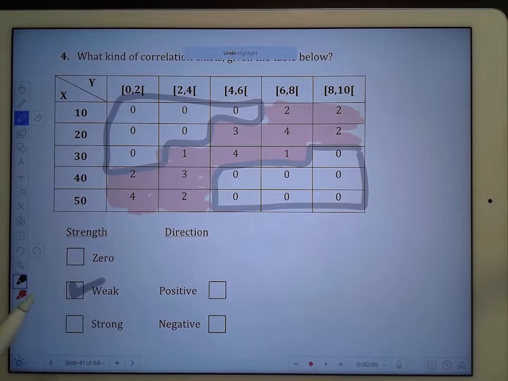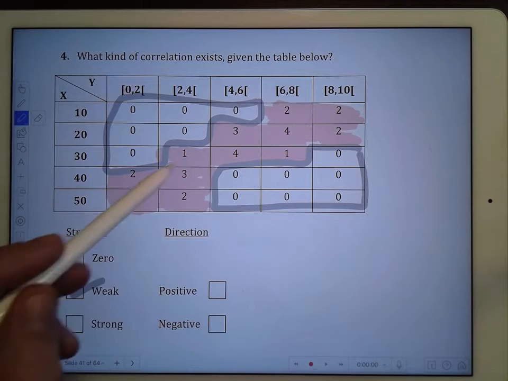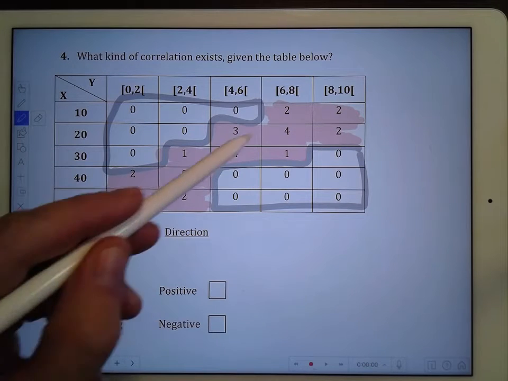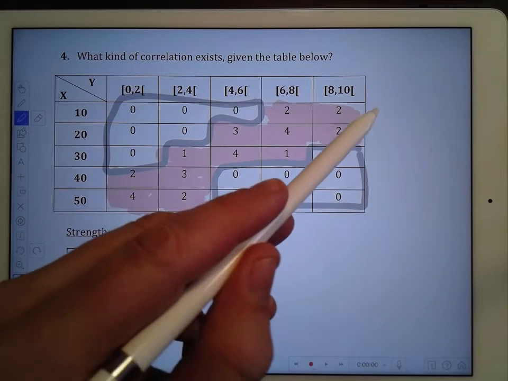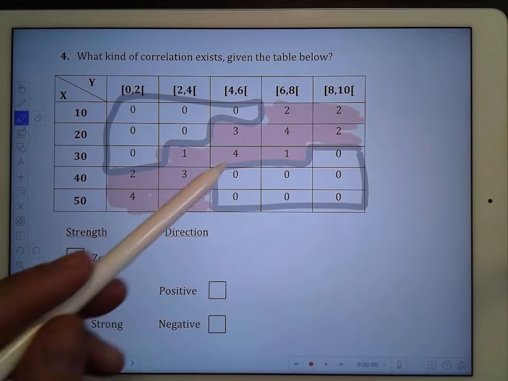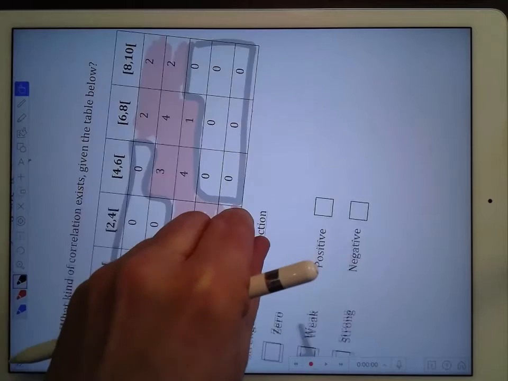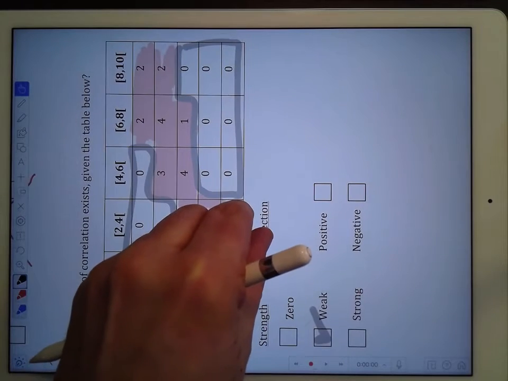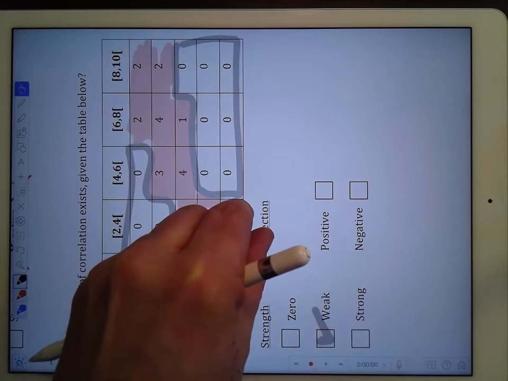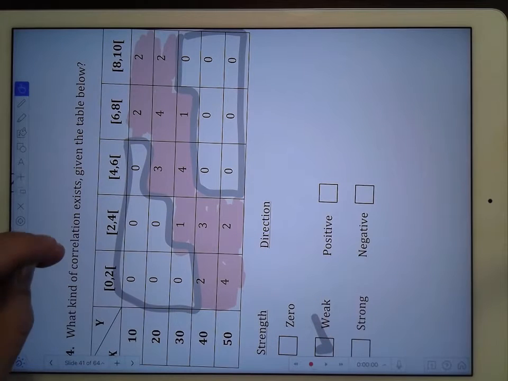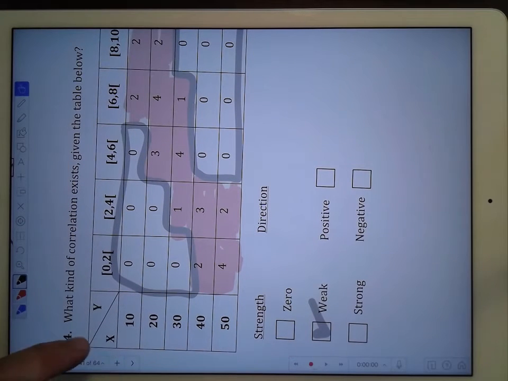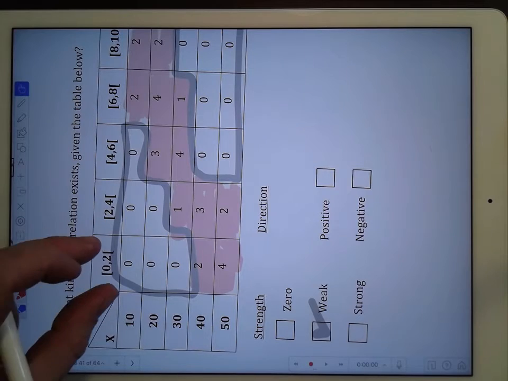The next question then becomes, what about the direction? Is this a positive or is this a negative? And you might be tempted to call that a positive because it looks kind of like a positive would on a scatter plot, right? Dots running in this direction here. What you need to remember is that when we're dealing with a contingency table, we have to turn it on its side. To get that x on the bottom and the y running up the other side, we have to turn it.